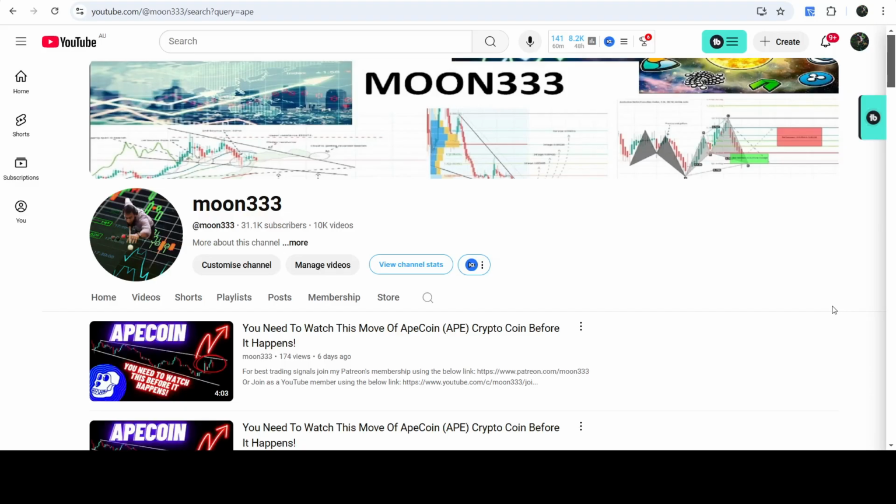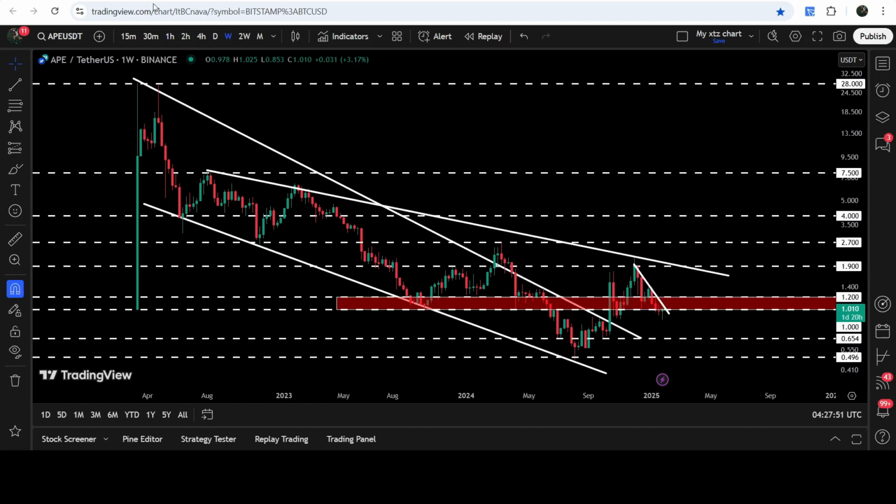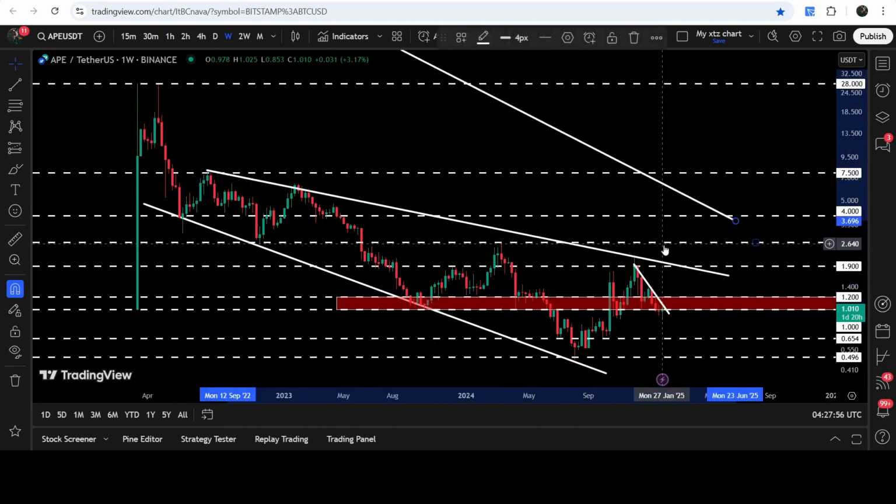In my earlier videos, I have been showing you that the price of ApeCoin was rejected by the resistance of a quite long-term broadening falling wedge pattern, and this was one of those videos. Now let's take a look at the live chart, and this is the 7 days time frame chart, and this was the broadening falling wedge pattern that I was showing you.